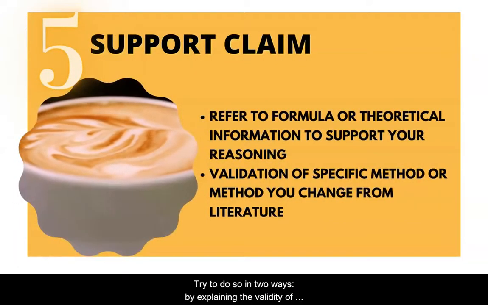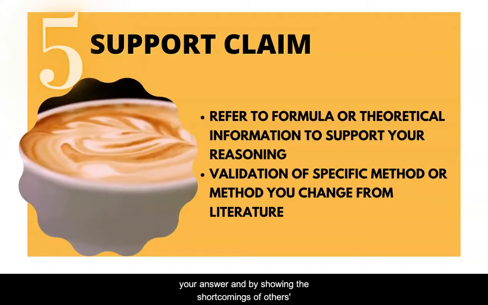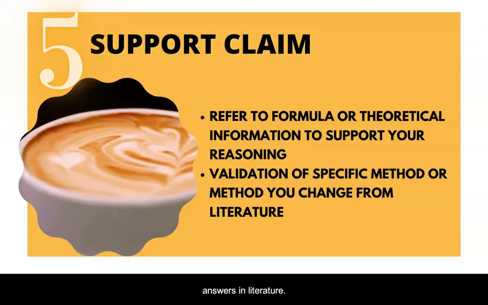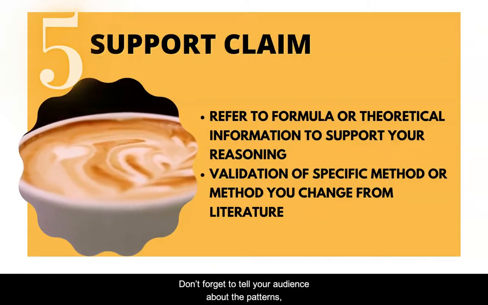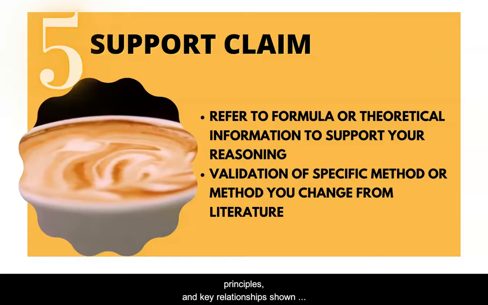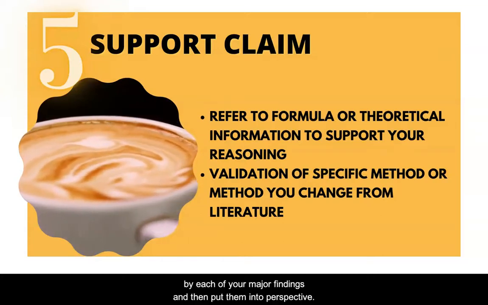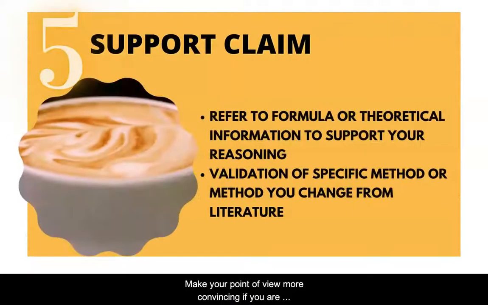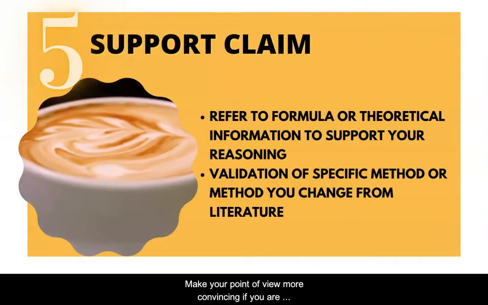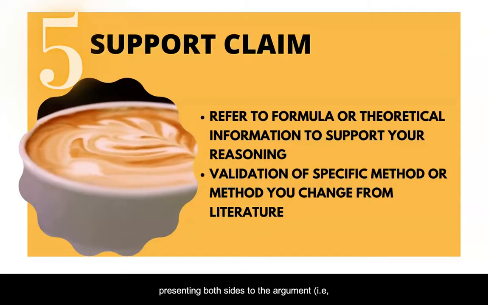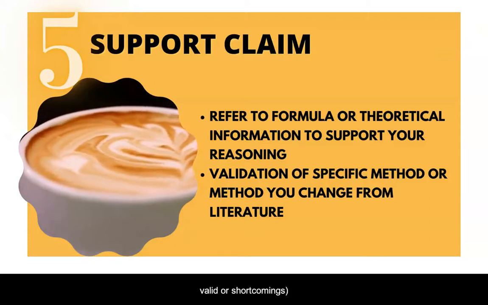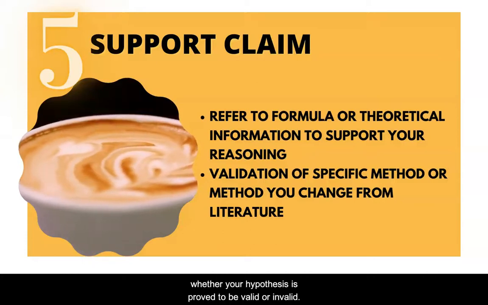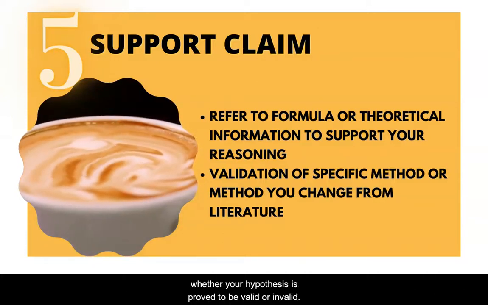This can be done by explaining the validity of your answer and by showing the shortcomings of others' answers in literature. You can tell your audience about the patterns, the principle, and the key relationship shown by each of your major findings and then put them into perspective. But you must make sure your point of view is more convincing if you are presenting both sides of the arguments. You can also give reasoning or justification whether your hypothesis is proven to be valid or invalid.